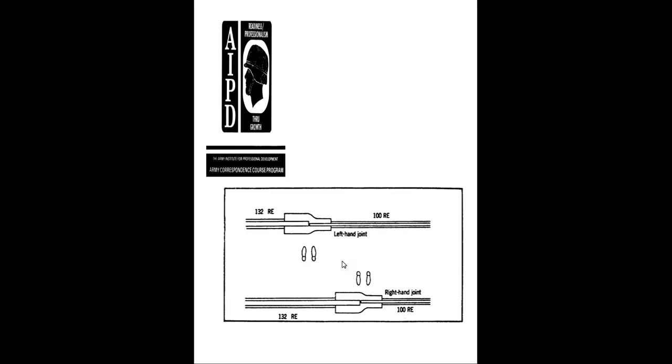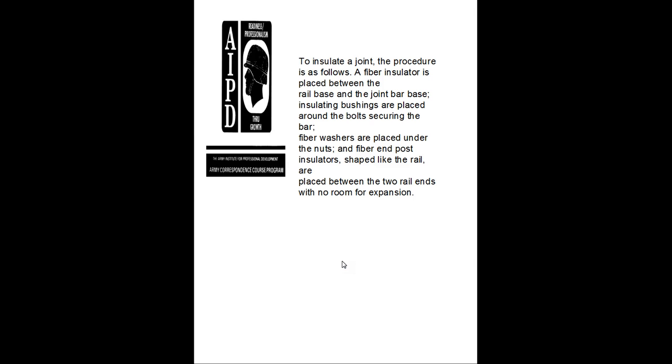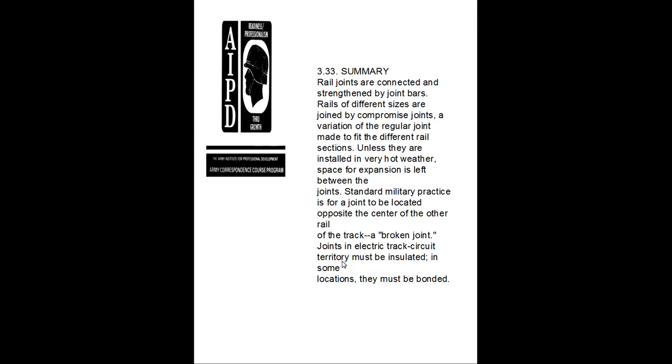Here you see a left-handed and a right-handed end of a rail and split joint. To insulate a joint, the procedure is as follows. The fiber insulator is placed between the rail base and the joint bar base. Insulator bushings are placed around the bolts securing the bar. Fiber bushings are placed under the nuts, and fiber end post insulators shaped like the rail are placed between the two rail ends with no room for expansion.